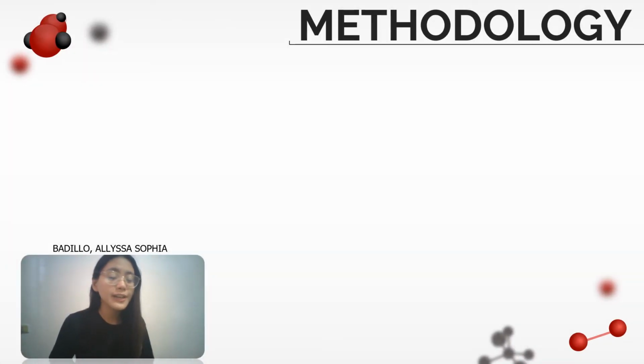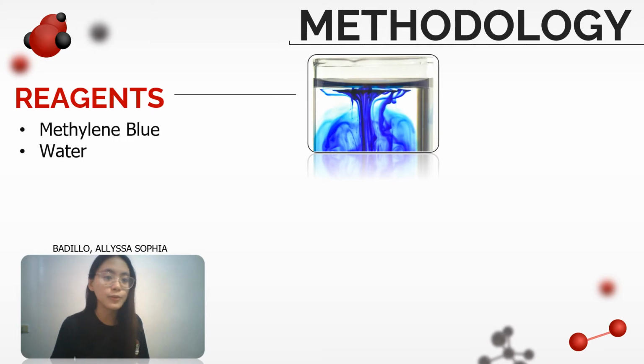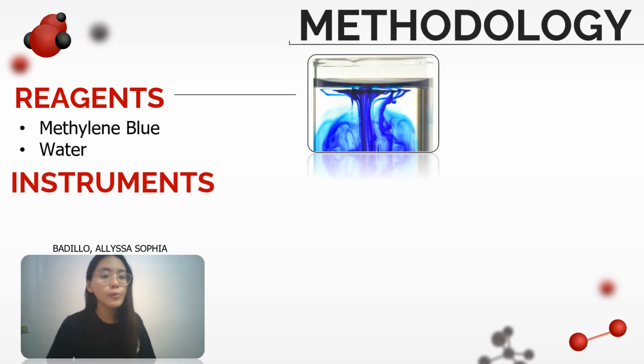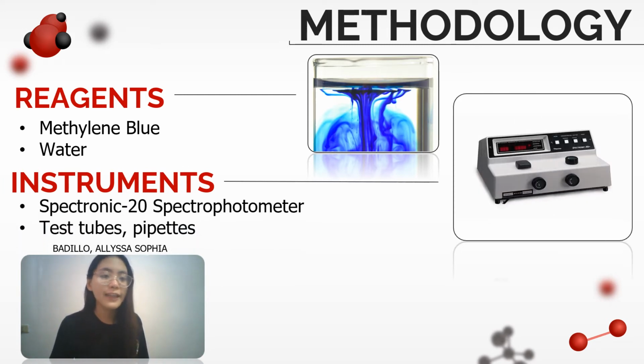Pushing forward, the reagents necessary for this experiment include prepared samples of methylene blue and water. On the other hand, for our instruments, we will be utilizing the Spectronic 20 spectrophotometer, a device that is employed in order to gain the measurement of absorbance or transmittance of solutions. Also, other lab equipment such as test tubes and pipettes are necessary in transferring and holding reagents.